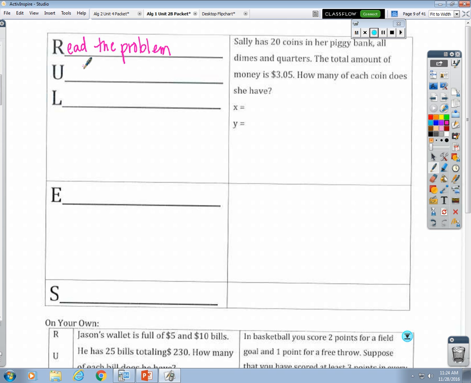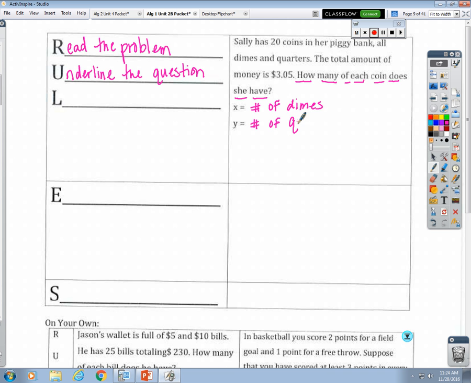What does U represent? Underline the question. What is the problem asking you to figure out? Right, they're asking us, how many of each coin does she have? Okay, well, we have 2 variables because there's 2 unknowns. What are the unknowns? Right, the number of dimes and the number of quarters are what we're trying to figure out, right? So those are our unknowns.